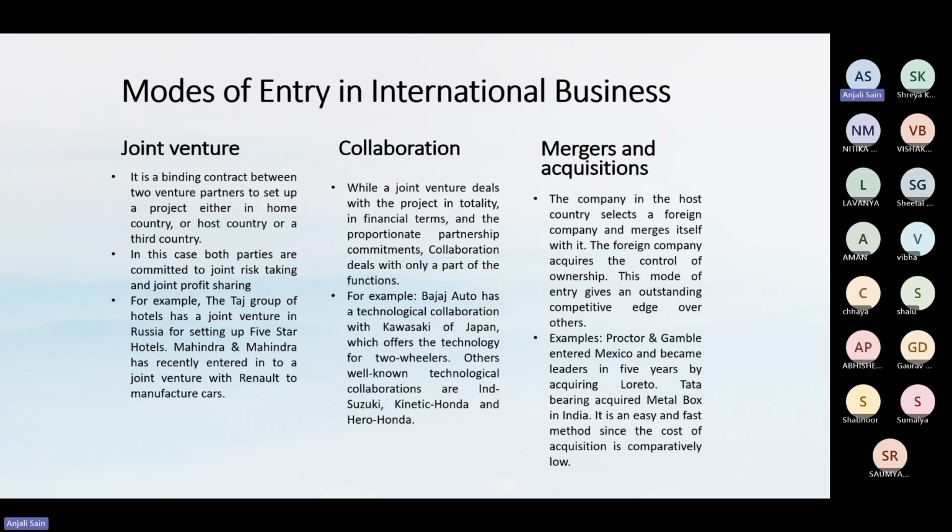Then another one is a joint venture. Joint venture is a binding contract between two venture partners to set up a project either in a home country or a host country or a third country. Joint venture में क्या है? दो companies हैं, A and B, they have a contract with each other कि हम एक project बनाया करेंगे. Together they'll work on some project.